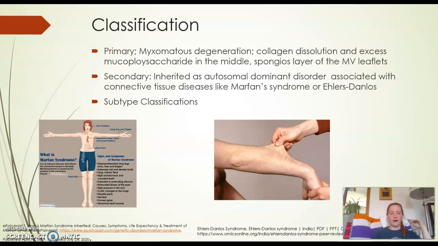To classify mitral valve prolapse into the subtypes, this has to do with what the valve or the leaflets actually look like. It has to do with how thick they are, what type of connection to the mitral annulus it has, along with the concavity of the leaflets. And the subtype classifications are classic, non-classic, flail, symmetric, and asymmetric.